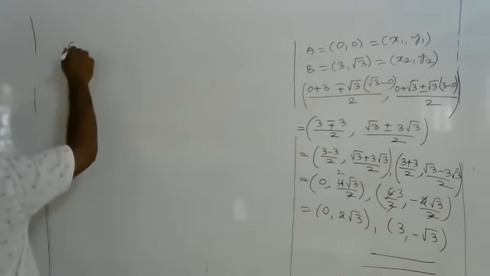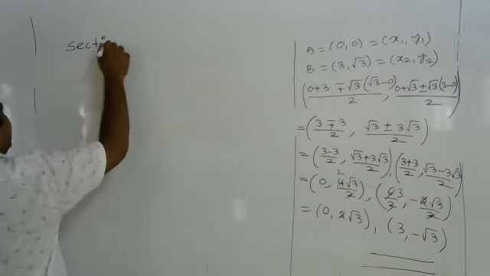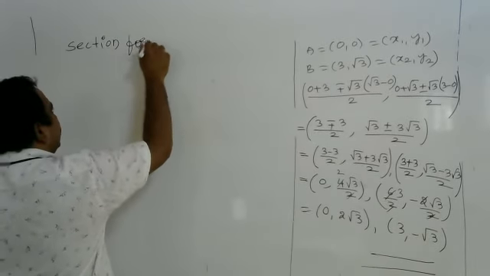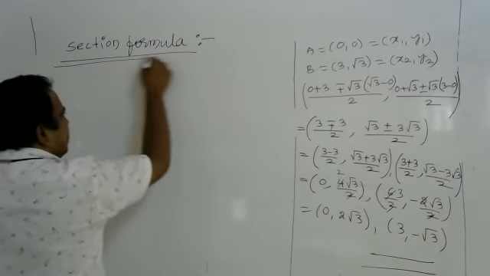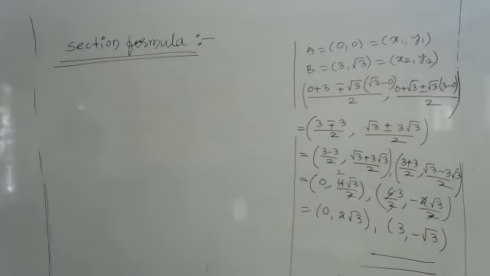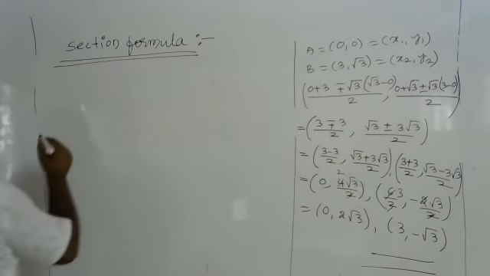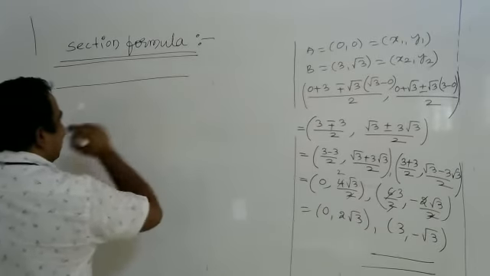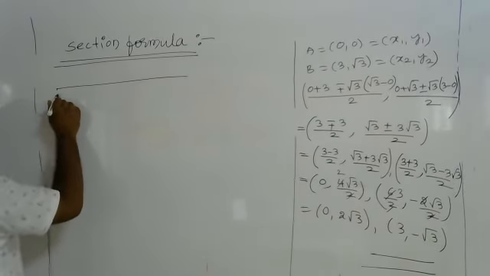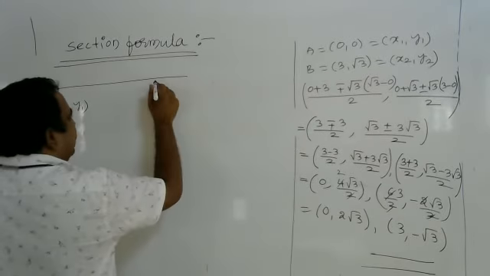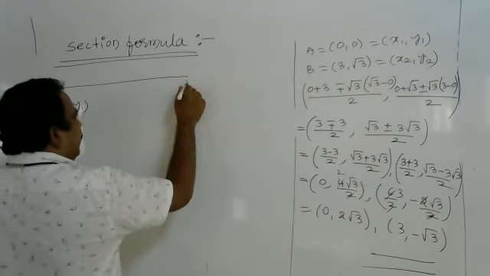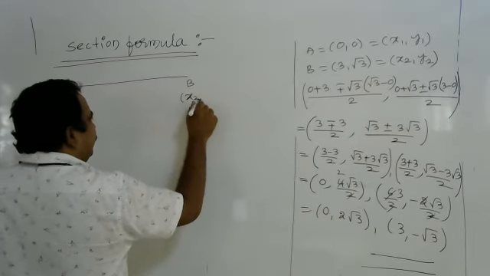So write down, this is known for you, but we have to do as per the syllabus. Section formula. See, we are given the points here. If the point is given A of x1 comma y1, and the point is given B, this is the point B. So this is x2 comma y2.